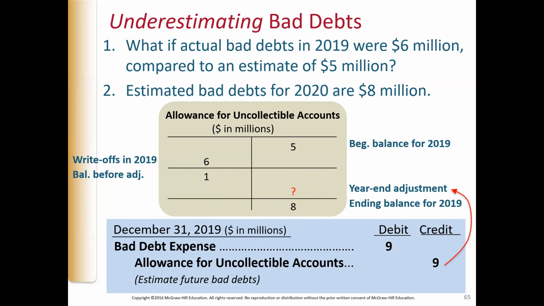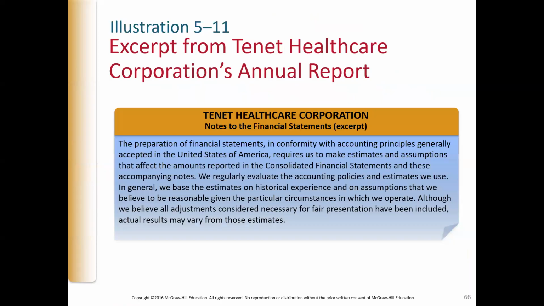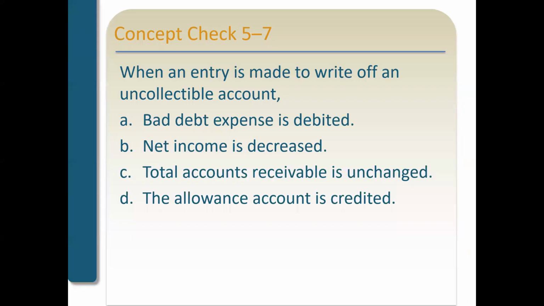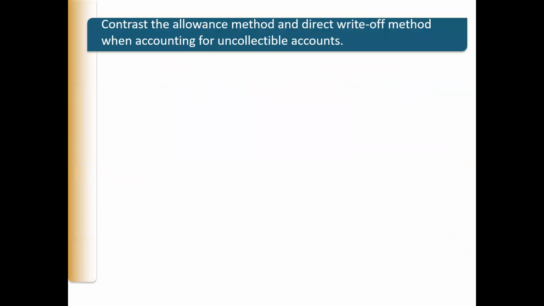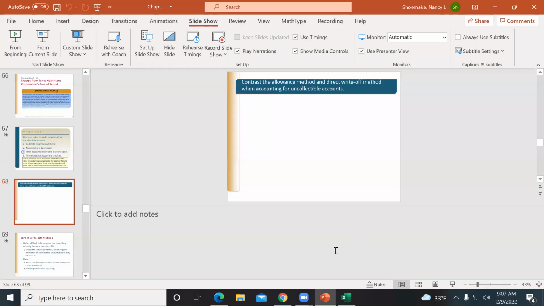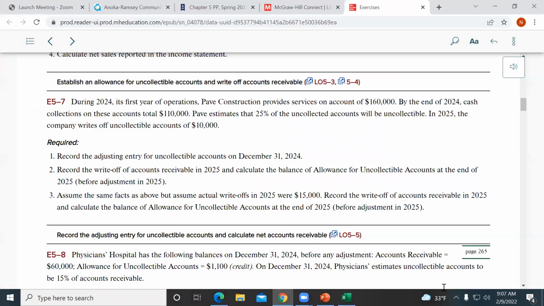The key here is when we estimate in future years, that estimate of allowance is what the number needs to be in the balance, not what our journal entry needs to be. Okay? So when an entry is made to write off an uncollectible account, oh, we already did that one. Now, I am going to do another problem. Okay?